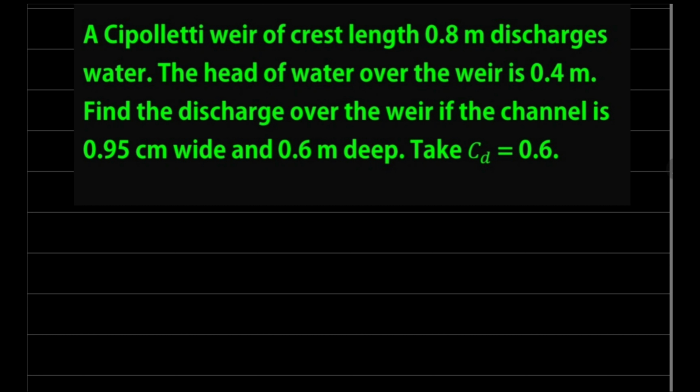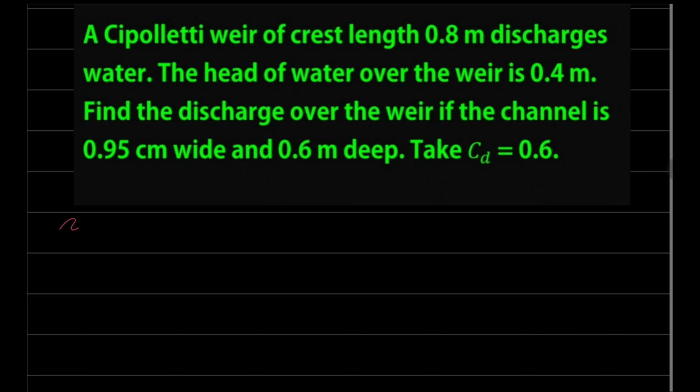The next problem we are considering is related to the suppressed weir. The question says that a weir of crest length 0.8 meter discharges the water. The head of the water over the weir is 0.4 meter. Find the discharge over the weir if the channel is 0.95 meter wide and 0.65 meter deep.